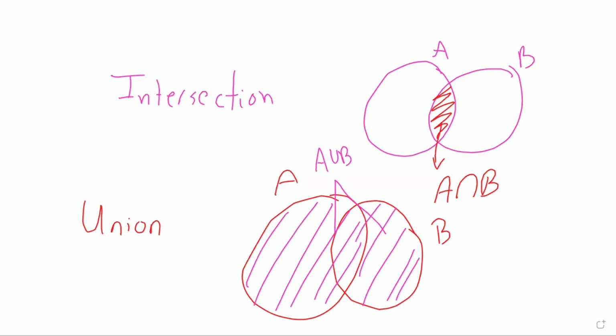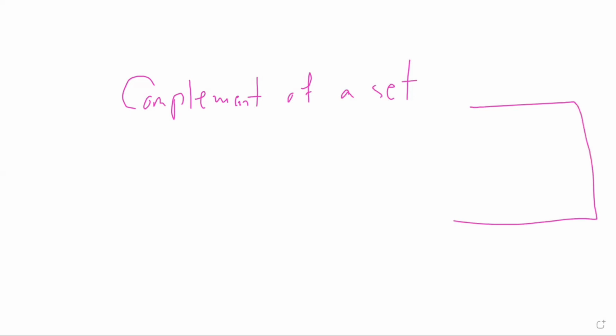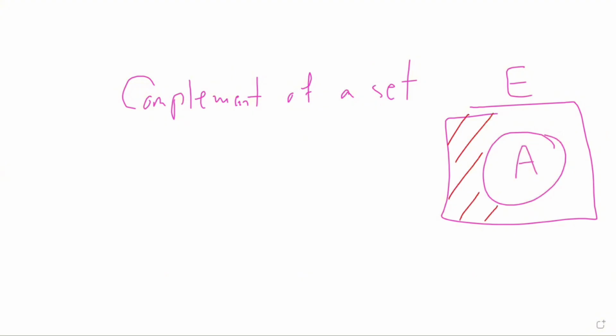The last one was the complement of a set. For example, if we have a set E and A is a subset of E. What do we mean by subset? It's a part of the set E. We said that A complement is the area that is outside A but inside E. So it's all the elements that belong to E but are not in A. So this is A complement.